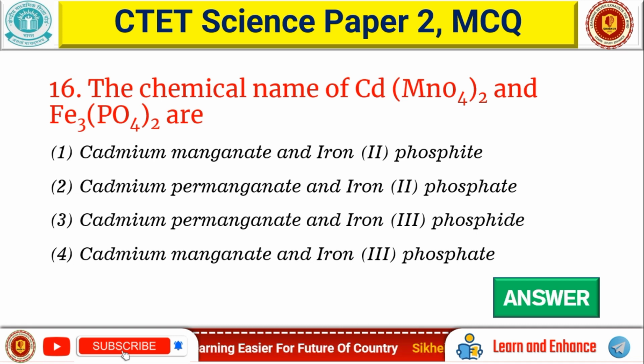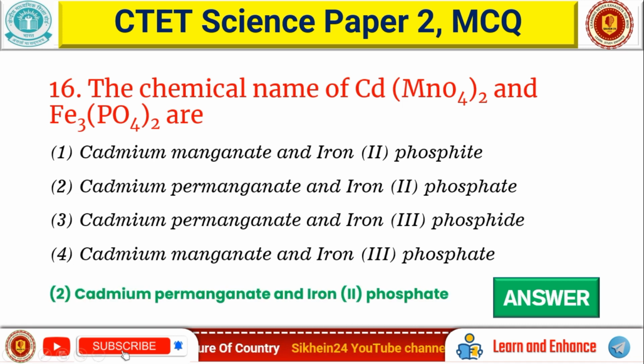Let's see. Second is the correct answer of this question. The cadmium permanganate and iron 2 phosphate. This is the correct answer of this question, right? And learn this type of the formulas of our chemical names in the symbolic form. It also helps in your examination. 2 or 3 questions can be asked by them. So now let's see that.